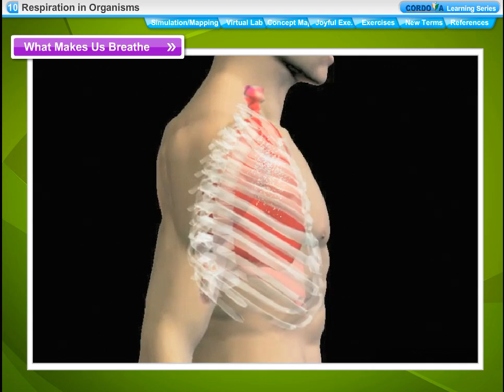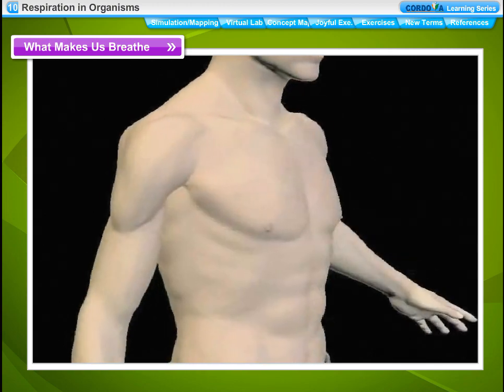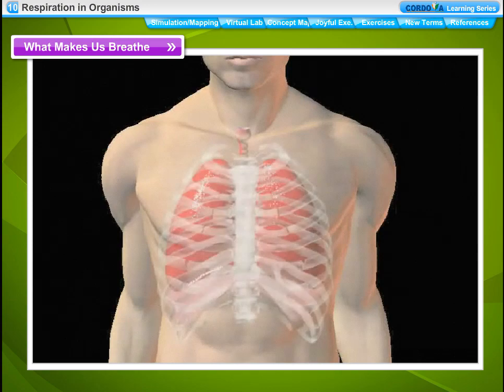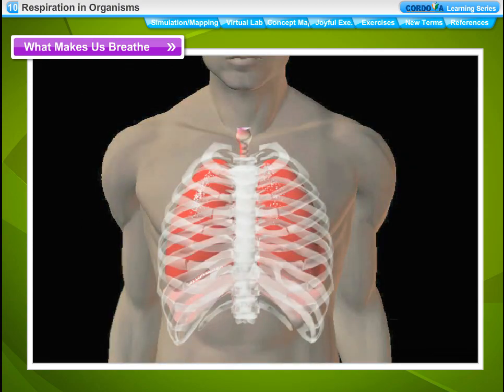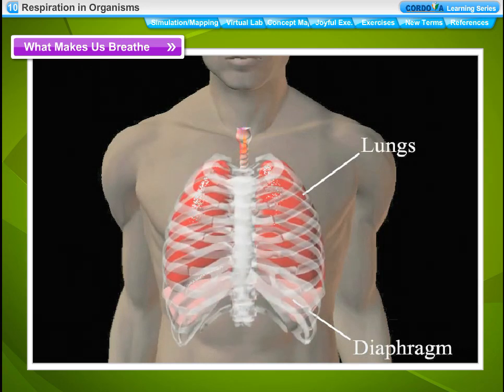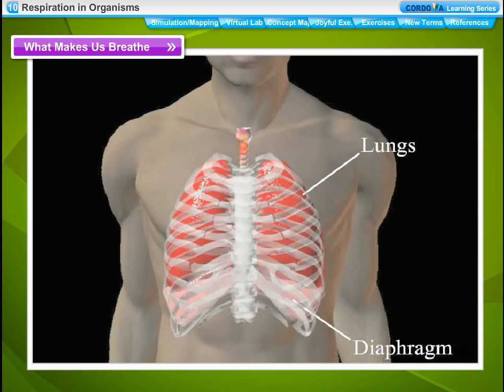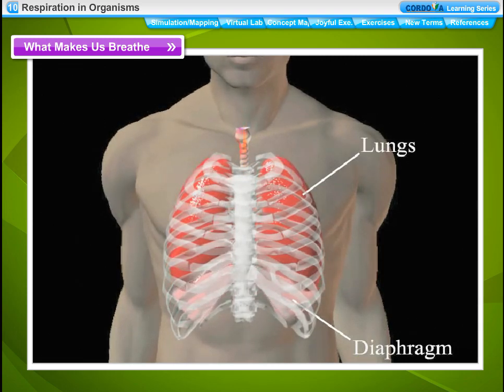During exhalation, when we breathe out, the intercostal muscles relax. The 2 things happen at the same time. The ribs move downward and inward. The diaphragm relaxes and moves back to its original position. The downward and inward movements of the ribs and the upward movement of the diaphragm decrease the space in the chest cavity. Air is pushed out.